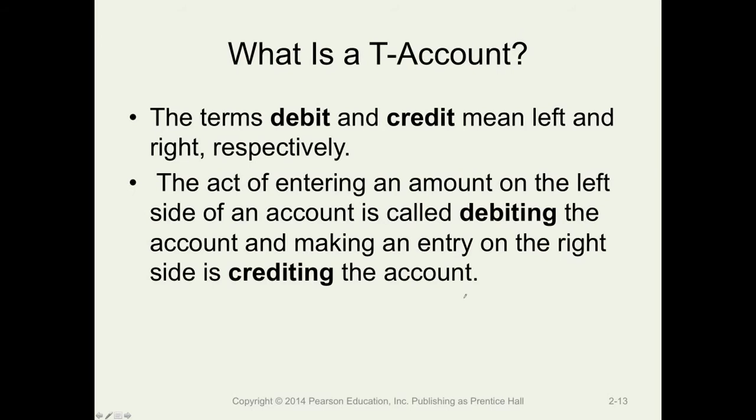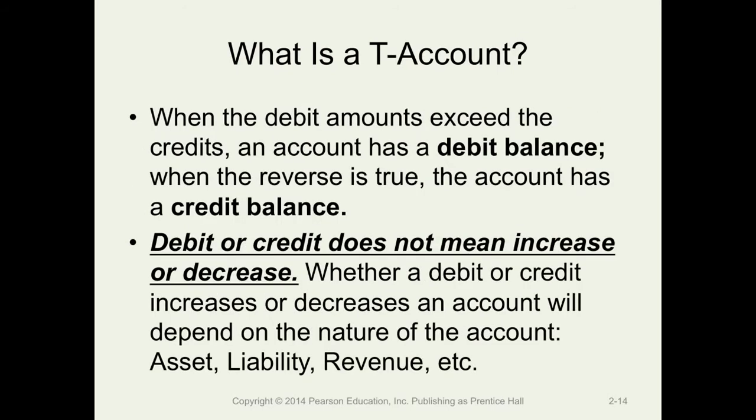The act of entering something on the left side of an account is said to be debiting that account. Entering something on the right side of the account is said to credit that account. When we have debits that exceed credits, the account is said to have a debit balance. If credits are larger than the debits in a particular account, we say we have a credit balance. But once again, debit and credit absolutely does not mean increase or decrease. It'll depend on the nature of the account. Is it an asset, liability, or revenue account, etc.? And you have to know the rules of debit and credit.